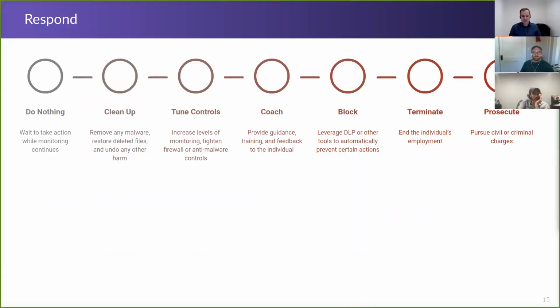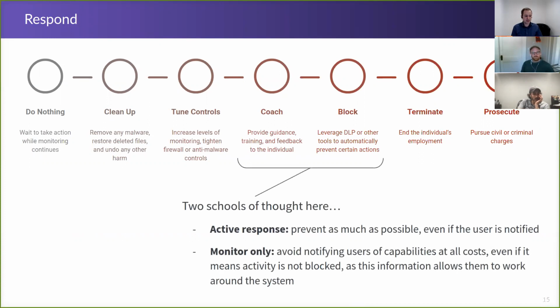So next step would be to actually respond to the event. And there's a wide scale of different types of responses that you can take, ranging from doing nothing to actually prosecuting someone and pursuing civil and criminal charges against the person. I will note here that there are two schools of thought in the insider threat world. One group says, we want active response in place. We want to prevent as much as we possibly can, even if the user is notified. So they'll actively block certain actions. In that last example, they would have attempted to actually block that zip file from going out via email.